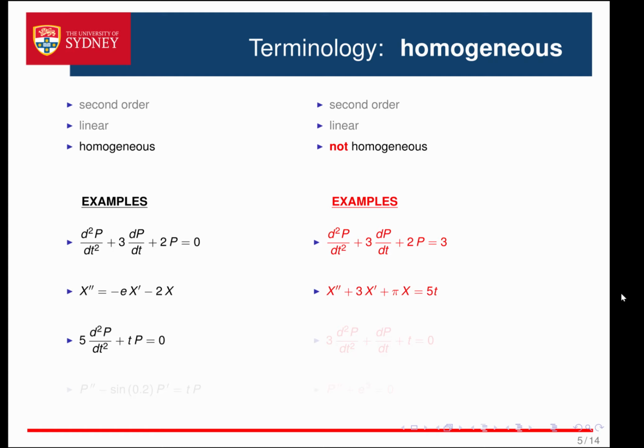This DE is homogeneous because every non-zero term involves the dependent variable p or its second derivative d2p dt squared. Whereas this equation has a t on its own, and so it is inhomogeneous. Finally, this DE is homogeneous because every term involves either p, p dashed or p double dashed. Whereas this equation has a constant term e cubed, which clearly does not involve p, and so it is inhomogeneous.